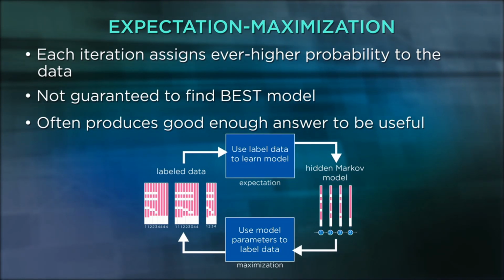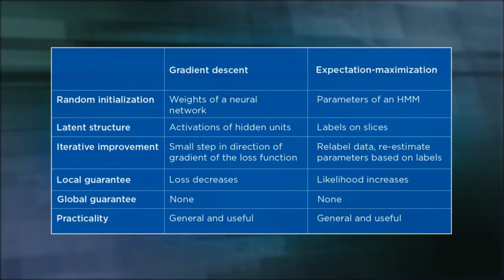It's not guaranteed to find the best model, but in practice, it often finds one that is good enough to be useful. In that sense, the expectation maximization algorithm is a lot like the gradient descent procedure that we use to train neural networks. Both start off with a model that is initialized randomly. Both have to discover latent structure that is not provided in the data. Both proceed by iterative improvement. Both have guarantees that these iterations make things better, but neither can guarantee that it will find the global optimum. Finally, both can be applied to many different kinds of problems and produce practical answers to hard problems.